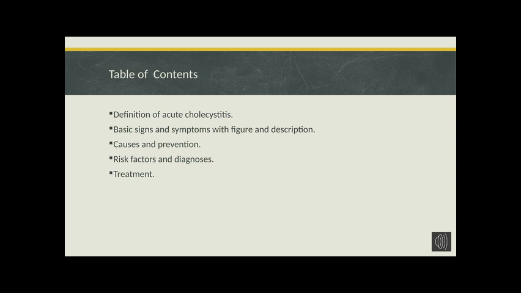So today we will talk about the definition of acute cholecystitis, basic signs and symptoms with different figures and descriptions. We will talk about causes and the prevention. We will talk about some risk factors and diagnosis, and at the end of the presentation we will talk about how to treat this disease, how we can avoid having this disease, or if we have it, how we can prevent it.